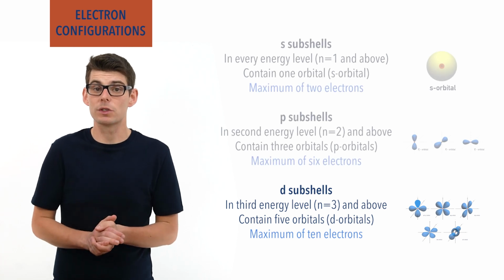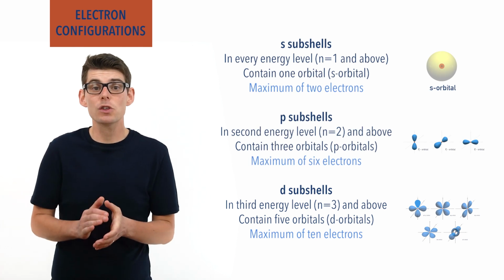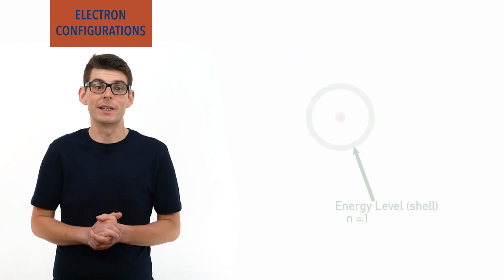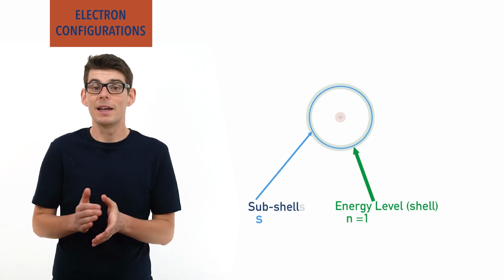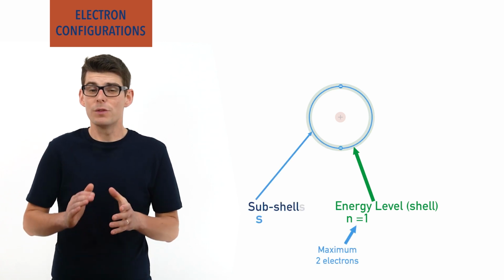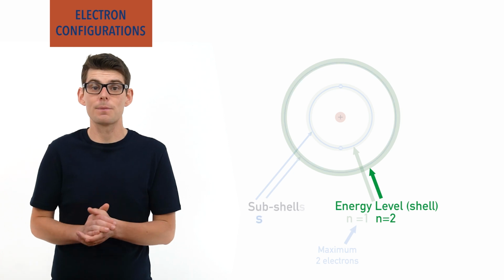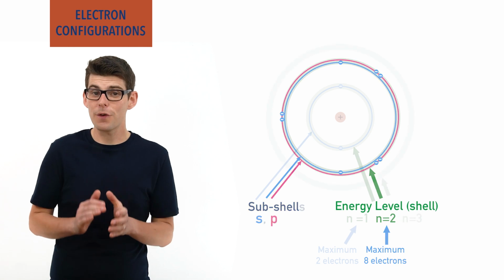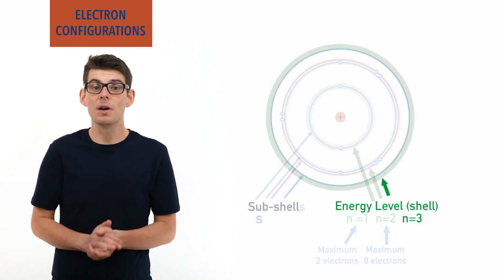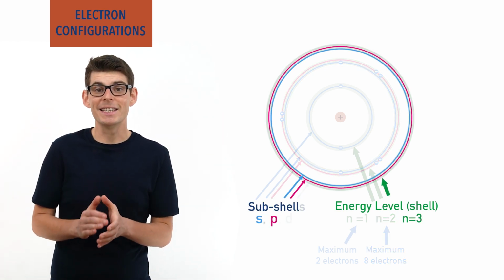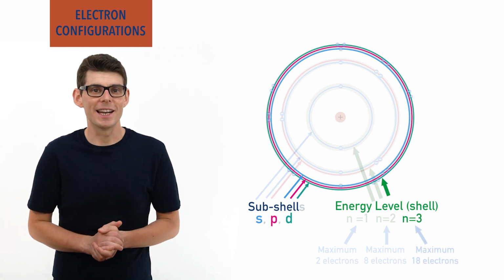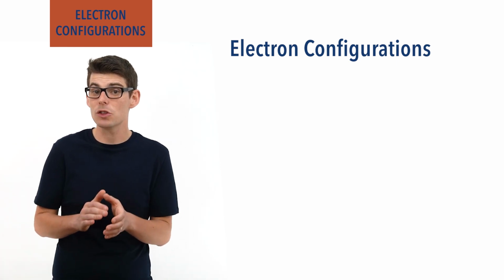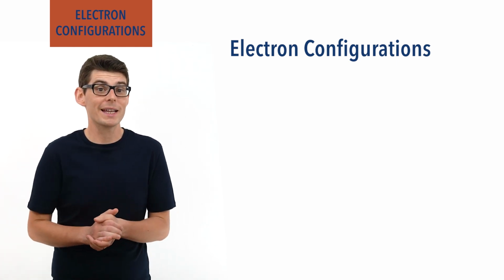As different energy levels can fit different subshells in, each can hold a different maximum number of electrons. The first energy level in an atom can only fit an s subshell and as a result hold 2 electrons. The second energy level can fit another s subshell and a p subshell, meaning it can hold 8 electrons. And the third energy level can fit another s subshell, another p subshell, and a d subshell, giving a total of 18 electrons.